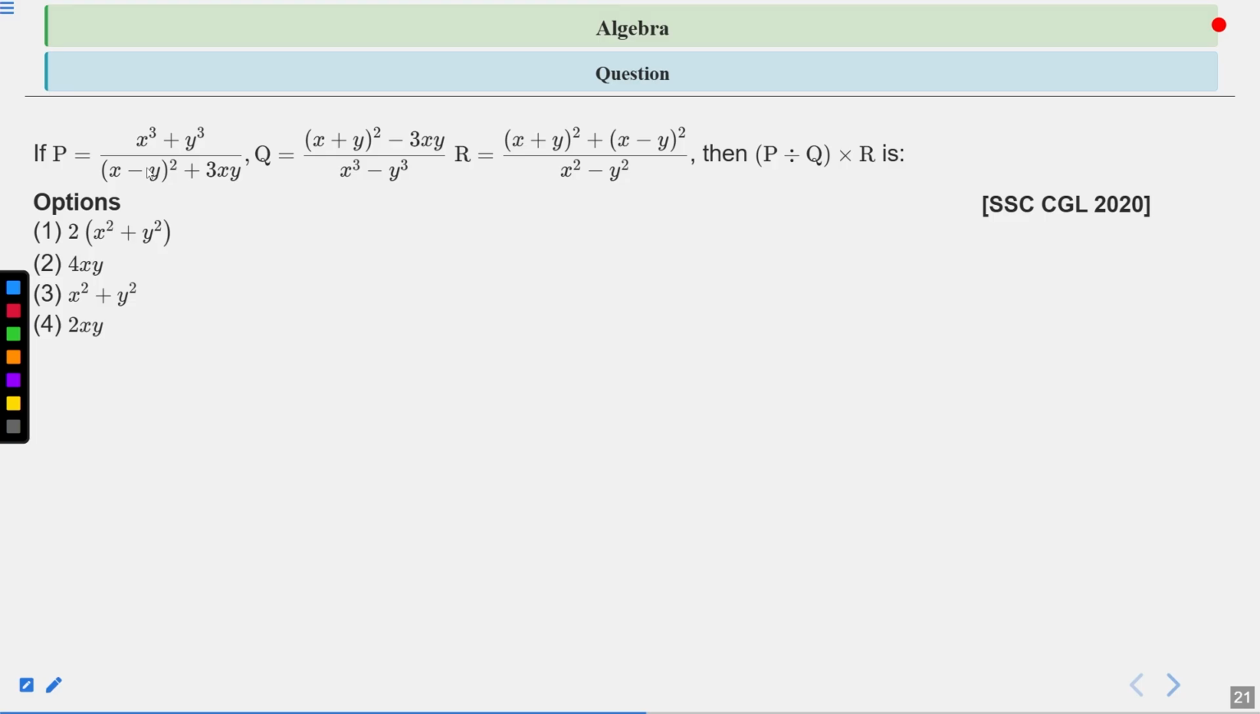First one is 2 times of x square plus y square. Second is 4 into x into y. Third one is x square plus y square. And fourth one is 2 times of x into y. Now you have 10 seconds to analyze the question. Your time starts now.